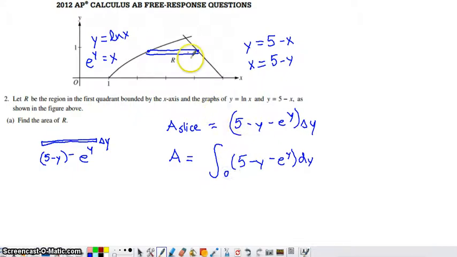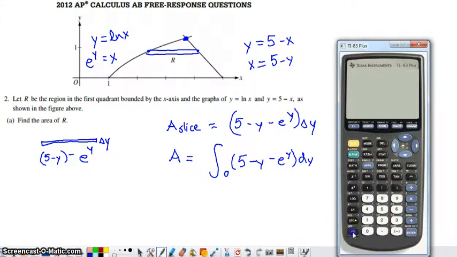The upper limit of integration is whatever the y value is at this intersection. We don't know what that is. We can find that with the calculator. So now it's time to break out the calculator, and we're going to do the rest of the work there. We need to find that upper limit of integration. We need to know this y coordinate.